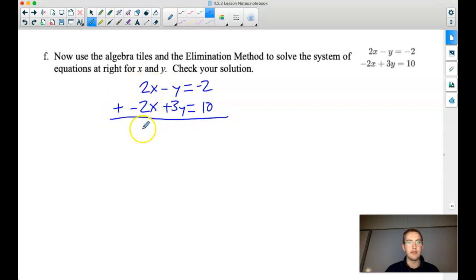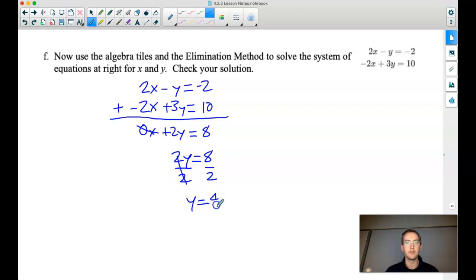2x plus -2x is 0x. We have -y and then positive 3y. If we add those together, we're going to get plus 2y is equal to 10 plus -2, and adding 10 to that is going to be +8. So then that 0x goes away, so our equation is 2y equals 8, and now we just have to divide by 2 to solve for y, and y is equal to 4.